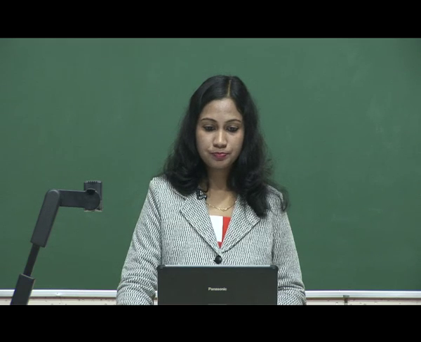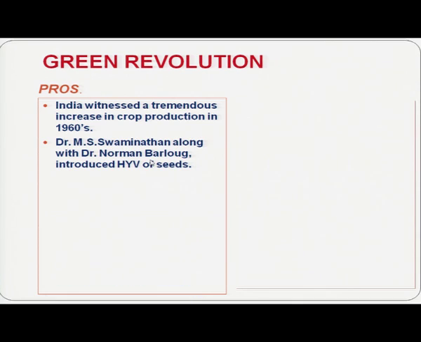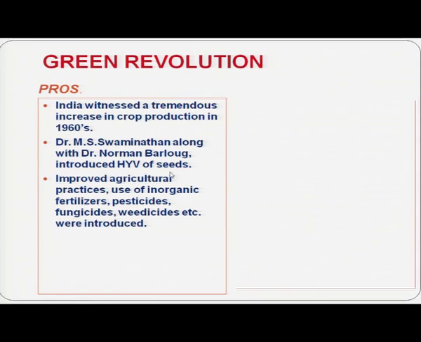Now, coming next to agriculture. Agriculture has also contributed its bit in polluting the environment. We know about the Green Revolution. The Green Revolution was a tremendous increase in crop production in the 1960s. Dr. M.S. Swaminathan along with Dr. Norman Borlaug introduced high yielding varieties of seeds. Along with the high yielding varieties of seed, improved agricultural practices, use of inorganic fertilizers, pesticides, fungicides, weedicides, etc. were also introduced. It solved India's problem of famine and hunger at that time.